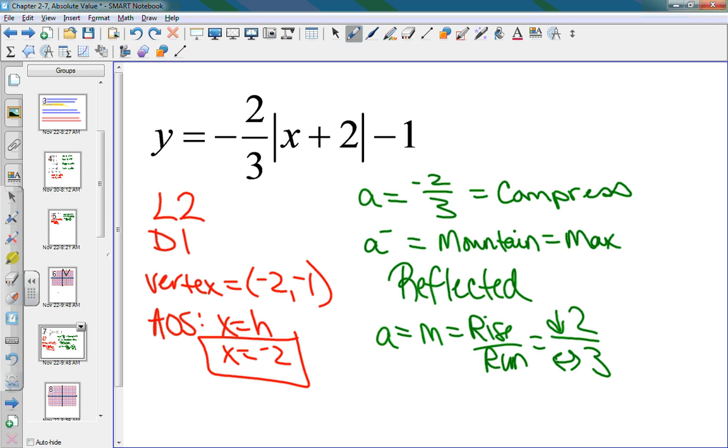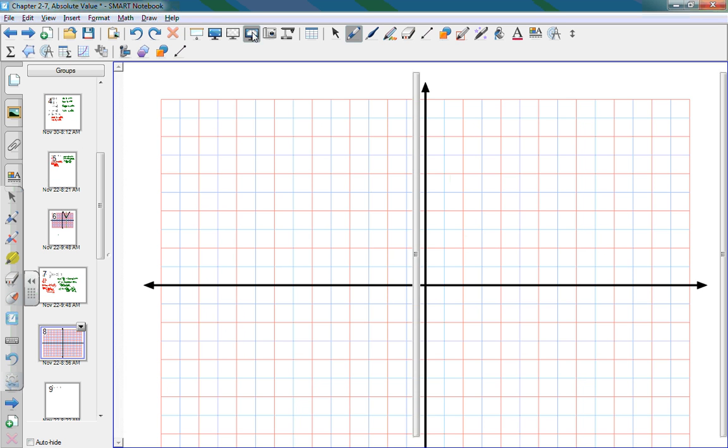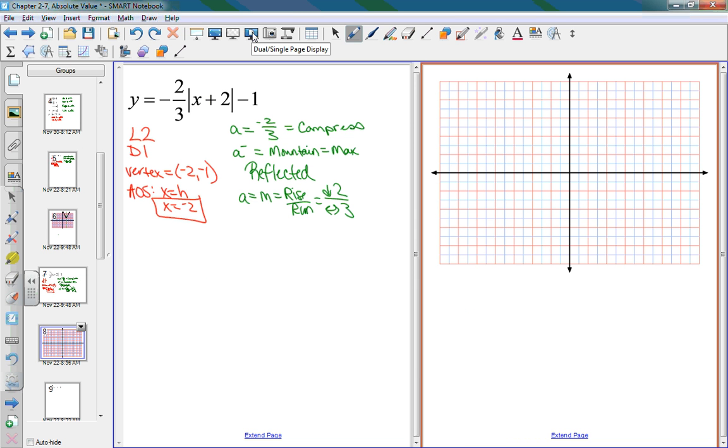So now let's go over here and graph this. Now what do I start off with? My vertex. So I'm going to start off where? Negative 2, negative 1. And from there, what do I do? Go down 2 and to the right 3. Down 2 and to the right 3. This is my right side of my V.